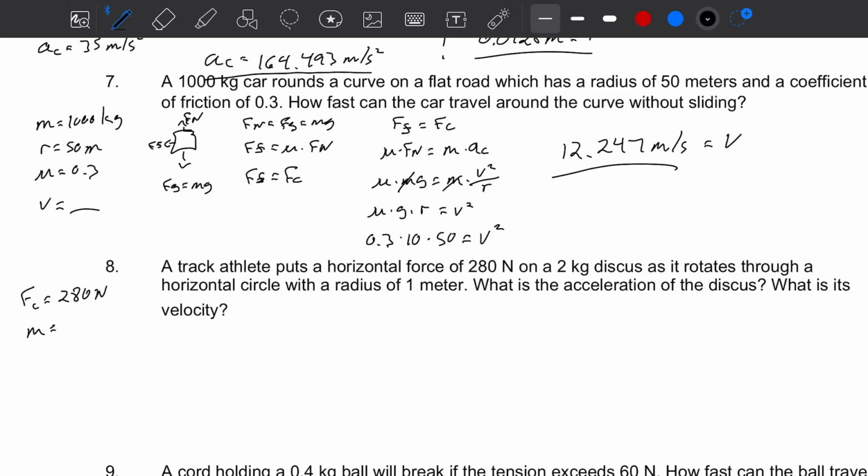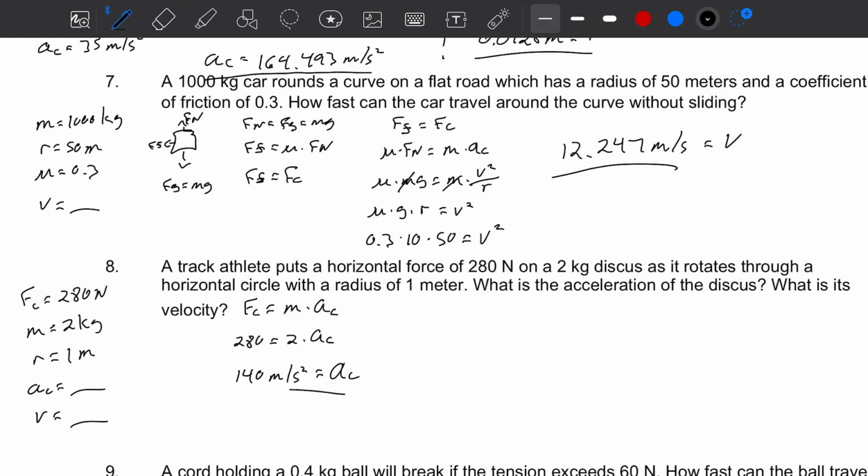Our centripetal force to spin this discus, think of a frisbee, is 280 newtons. Mass is 2 kilograms. Radius is 1 meter. What's the acceleration? What is the velocity? Well, acceleration does show up as Fc is equal to m ac. Remember that equation? We have Fc, we have m, so ac should be 140 meters per second squared. Don't always lock yourself into calculating ac as v squared over r and then 4 pi squared r over t squared.